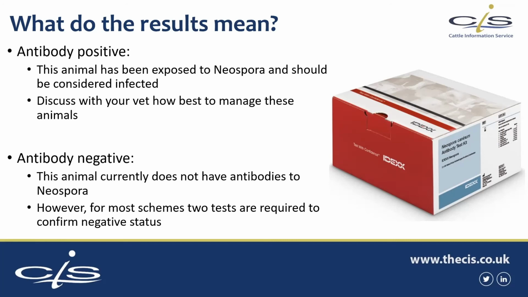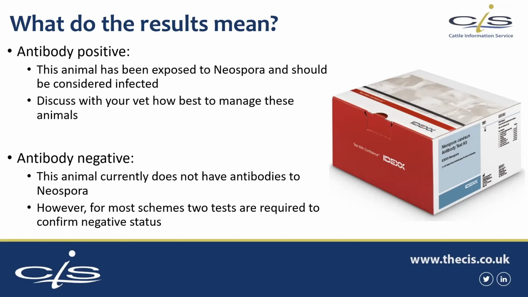So the second individual cow result we can get is that the cow is antibody negative. And so that shows that animal currently does not have circulating antibodies to Neospora. Sadly, that doesn't mean definitively that that animal does not have Neospora. So most of the schemes require 2 negative tests at high-risk periods, so late pregnancy, to confirm actual negative status.